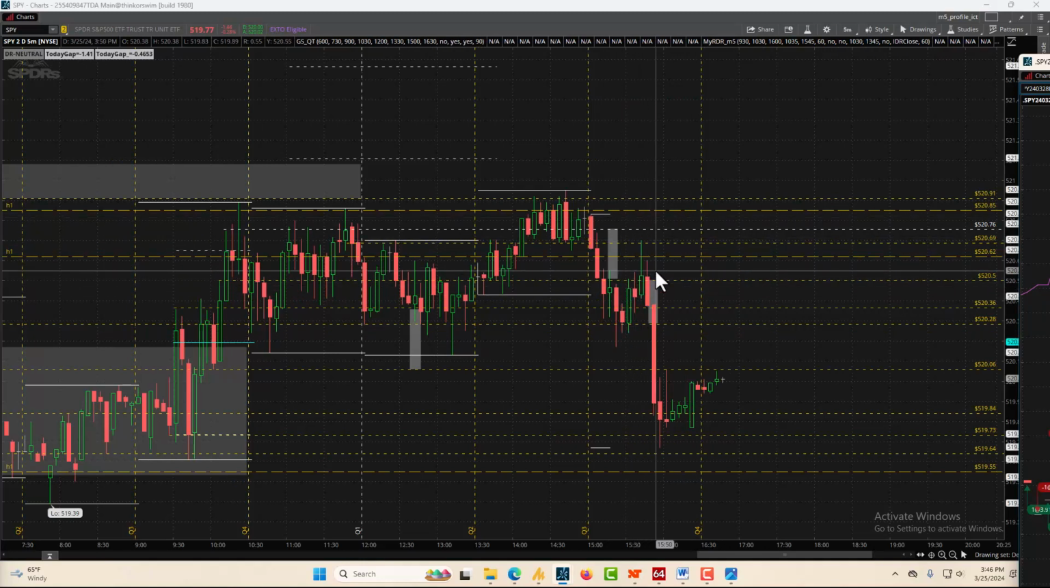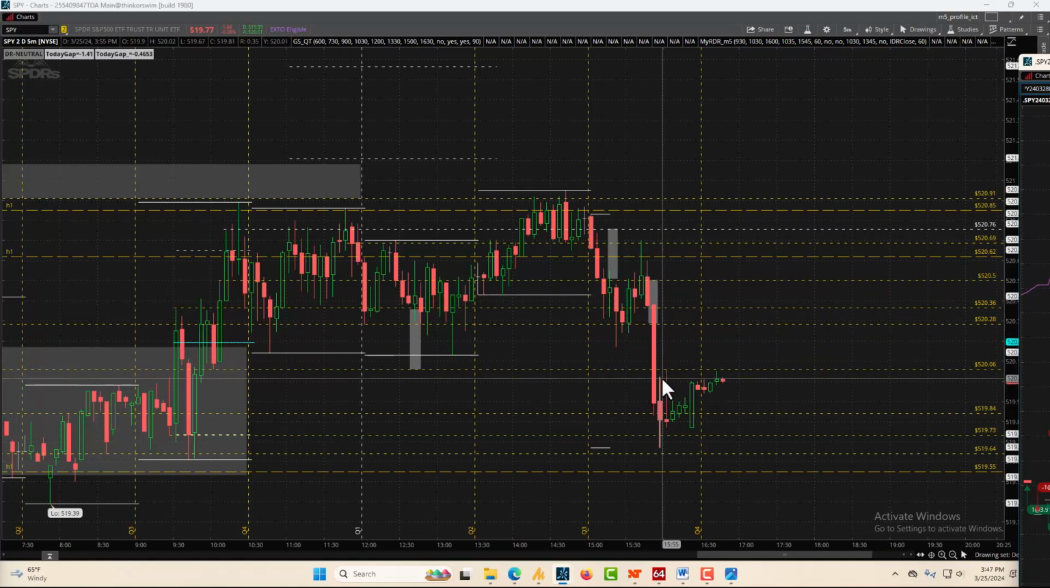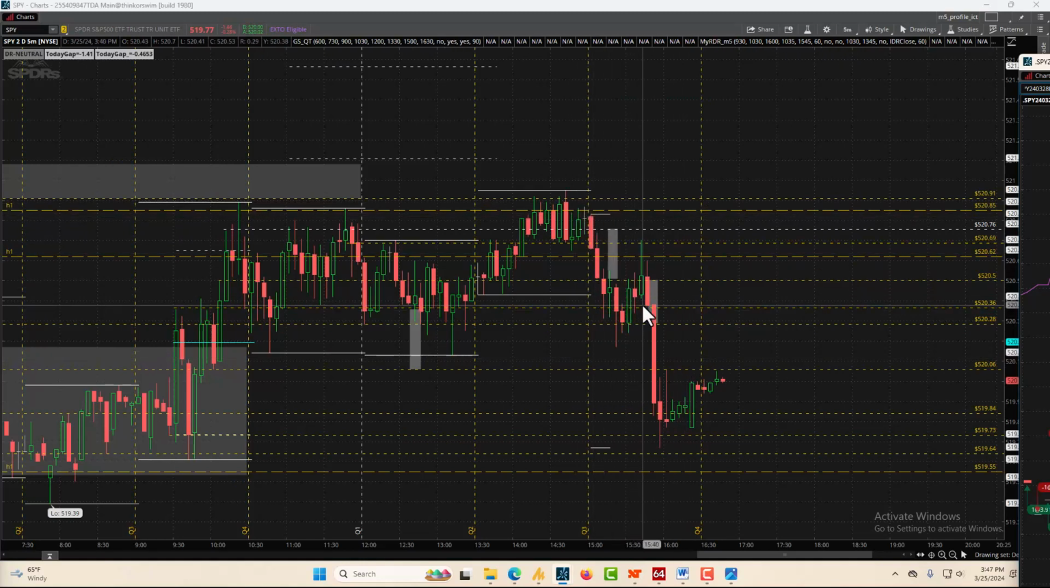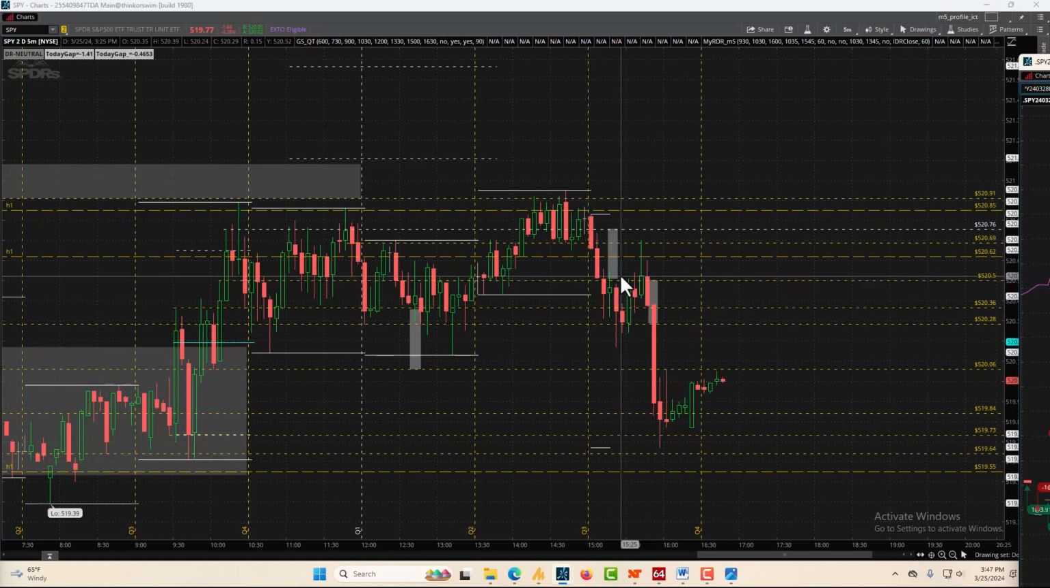We have to sit through this, giving back, in order to get a bigger gain, because that's the whole idea right there. Let the winner run and cut the loser. So far we're good at cutting the loser, but we're not good at letting the winner run. So it's two parts of the equation for successful trading. Cut the loser short, and let the winner run.